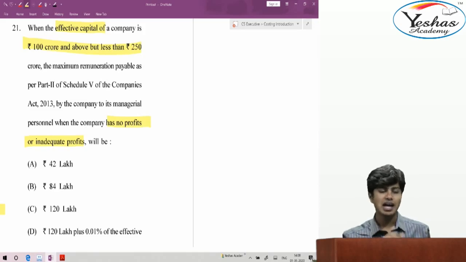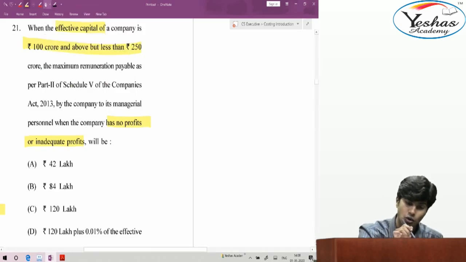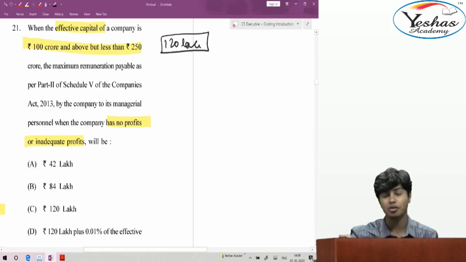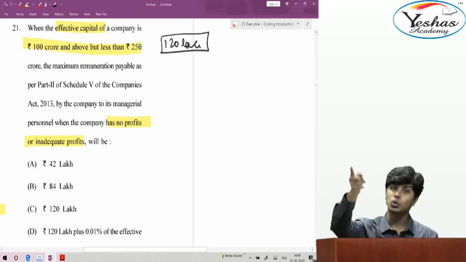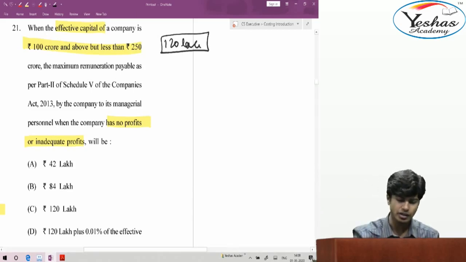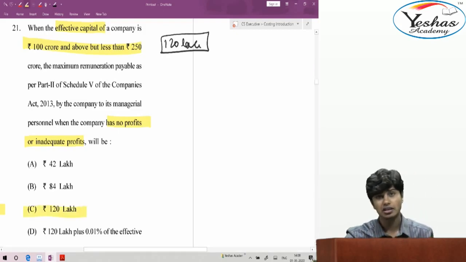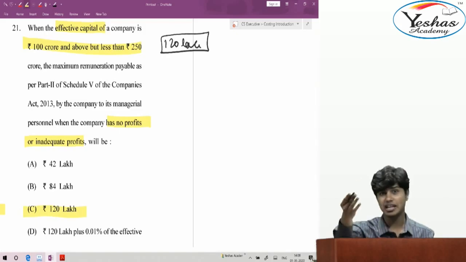So a company has more than 100 crore, but less than 250 crores. Under the old provisions, it was 60 lakhs. Under the new provisions, it is 120 lakh rupees as the managerial remuneration for all the managerial persons together for an entire period. You get that? That's it, then the answer will be 120 lakhs. However, there is a provision to double this 120 lakhs if they fulfill certain conditions and pass a special resolution for the same. 120 lakhs can be doubled to 240 lakhs.